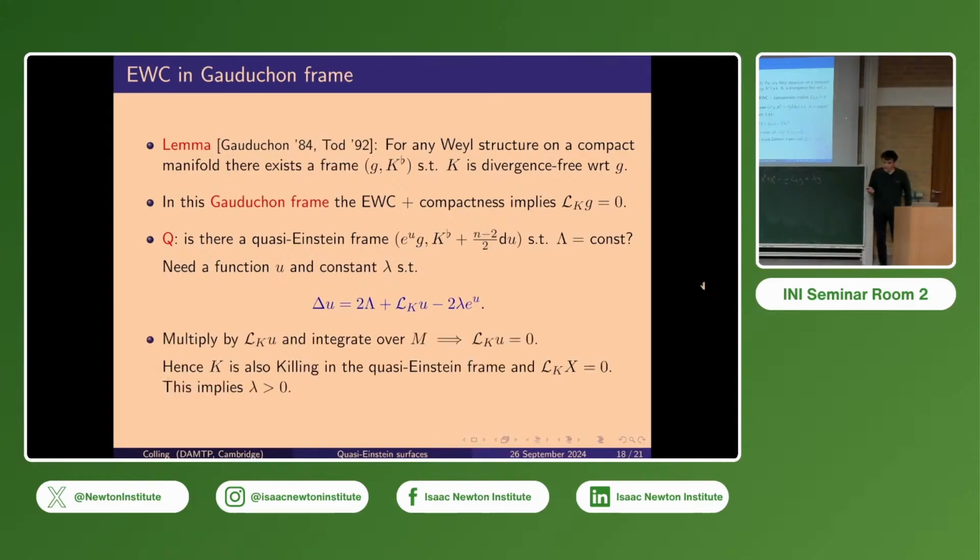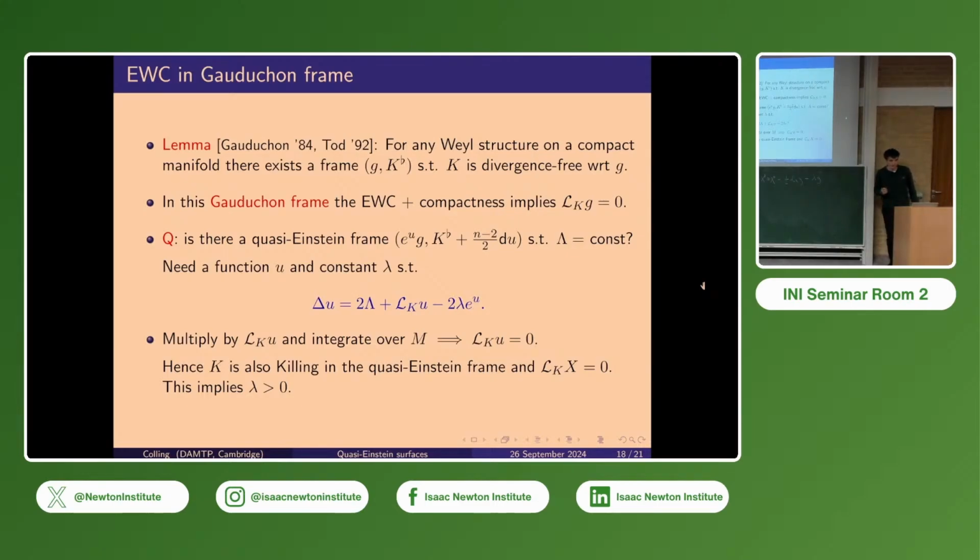So this is very nice because this means that in fact K is not just a Killing vector in the Gauduchon frame, but it's also a Killing vector in the Quasi-Einstein frame, because it will preserve this rescaled metric. And moreover, this K will also commute with this one form. So we find that for this value of m, any solution to the Quasi-Einstein equation on a compact manifold has a Killing vector, just like for a bunch of other values of m.